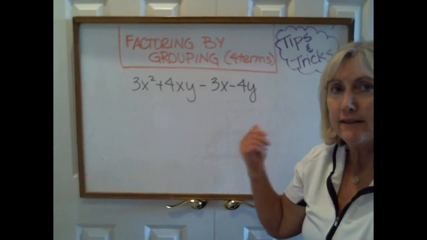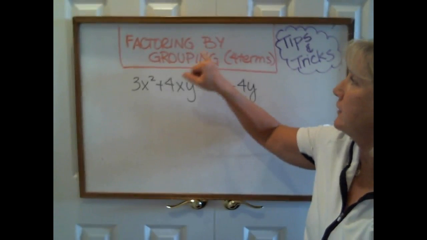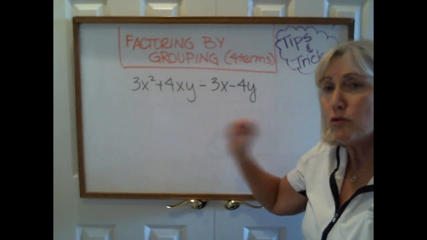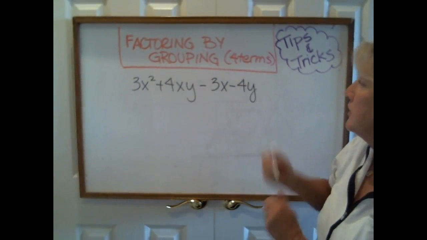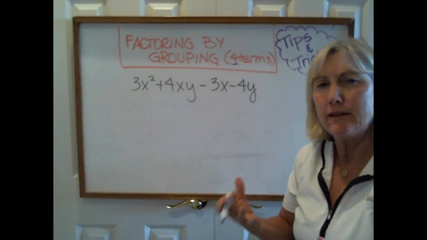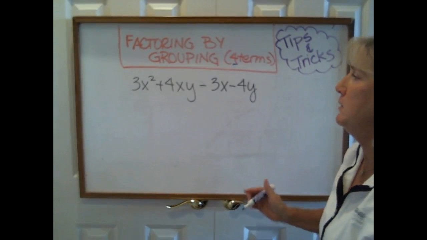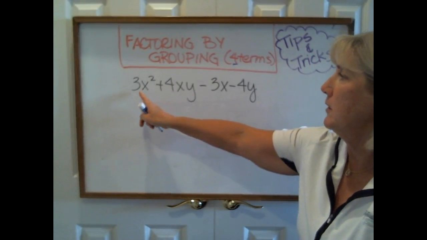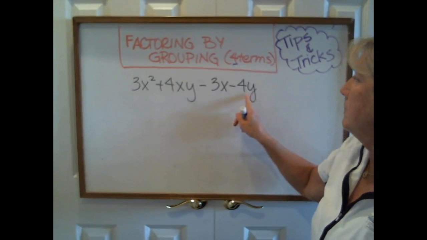All right, this lesson is on factoring by grouping. And you use grouping when you have four terms, and that four terms is going to be important later on when you're trying to decide what kind of factoring you're going to be doing. So we now have four terms, 1, 2, 3, 4.